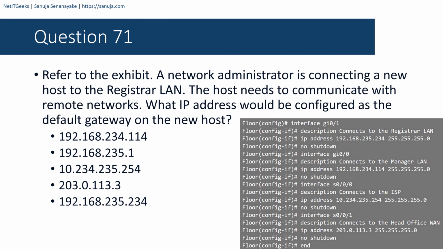Question number 71. Again, we are referring to the exhibit, and we are going to the registrar LAN. I hope I'm not repeating these questions. That's the registrar LAN, and we need to communicate from this device that is connected to that registrar LAN. What will be the IP address of the default gateway for that to connect to get the outside connection? It has to be 192.168.235.234.1. So that should be the last answer. That's how it is configured here, and again, without a Packet Tracer file, the only reason we know this is because it's clearly labeled here as registrar LAN.